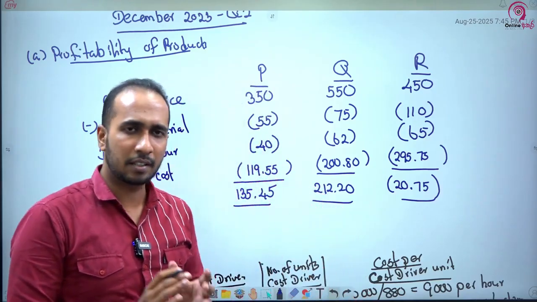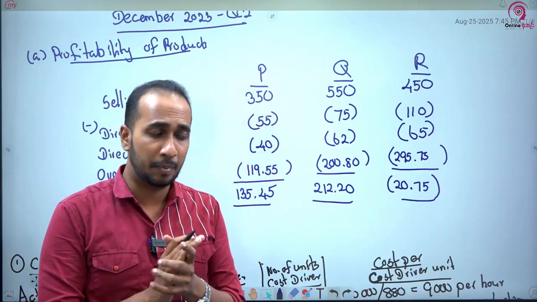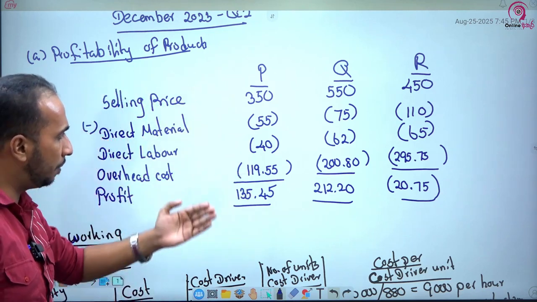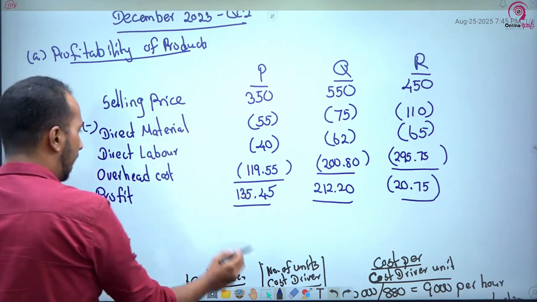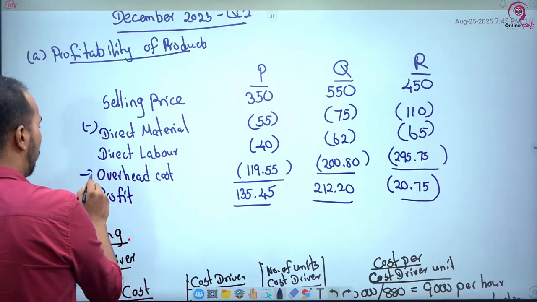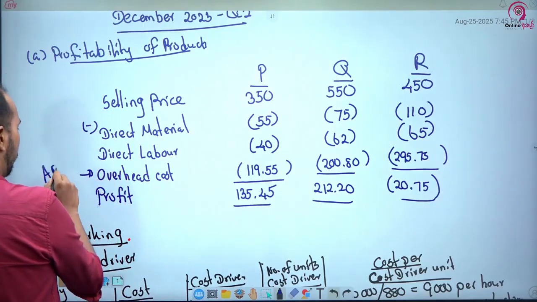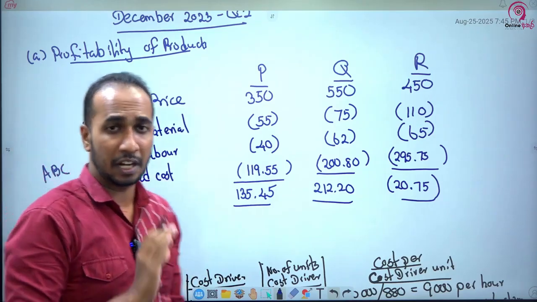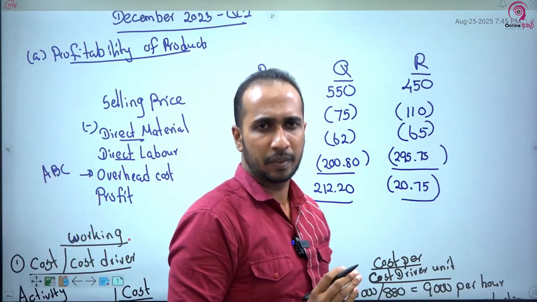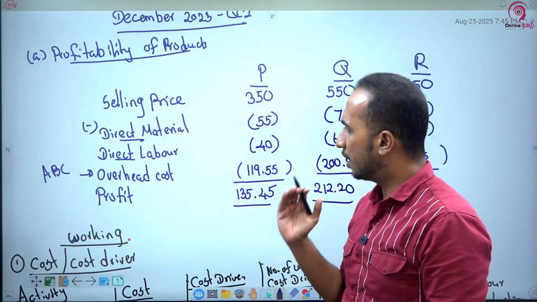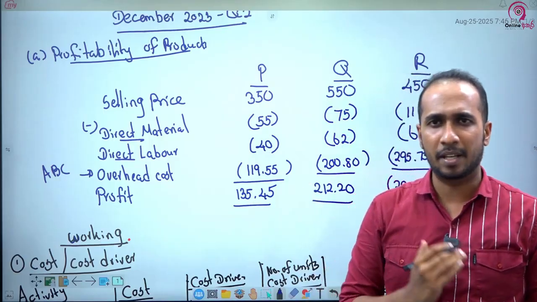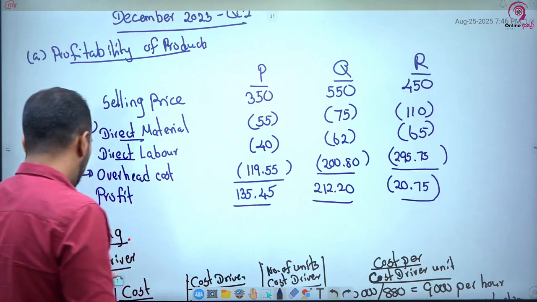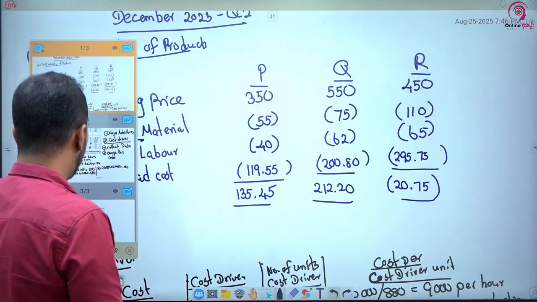In the question, they are asking us to calculate the profitability of each product under the ABC principle. Here, please understand ABC principle is related only to overhead cost. Direct material and direct labor can be directly traced, that's why they are direct costs. Overhead cost has to be calculated based on the ABC principle. So with that we are completing the answer for part A.